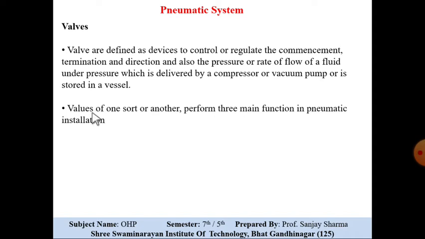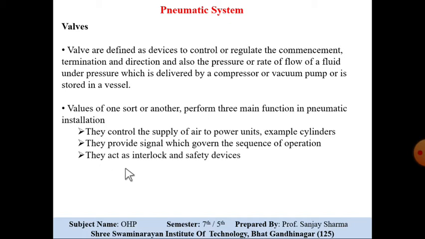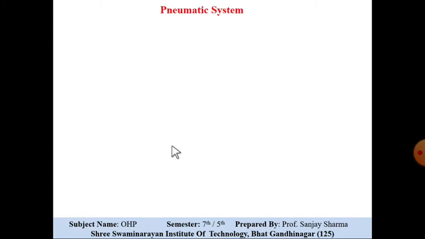Valves have three main functions in the pneumatic installation. They control the supply of air to the power unit, for example a cylinder. They provide signals which govern the sequence of operation. They act as interlock and safety device. So these are the different types of functions performed by the valve.